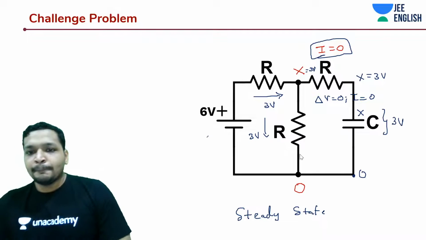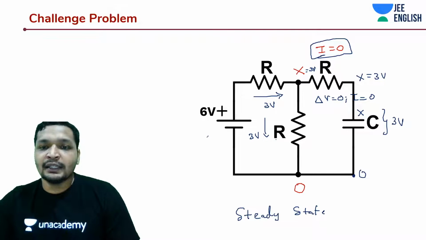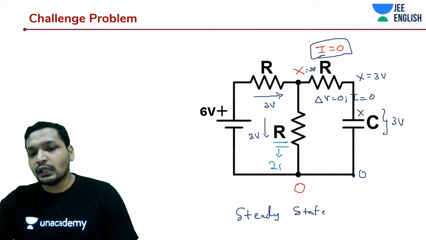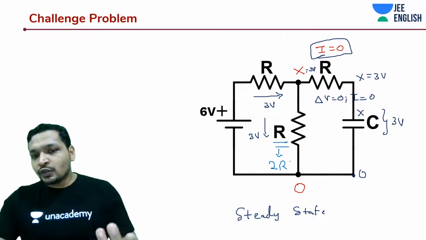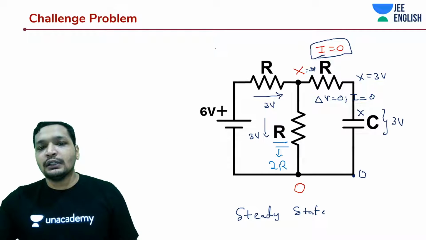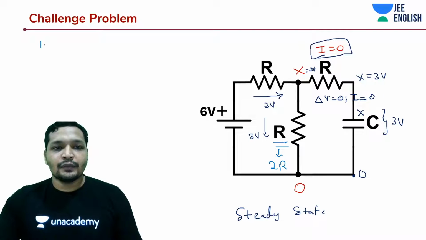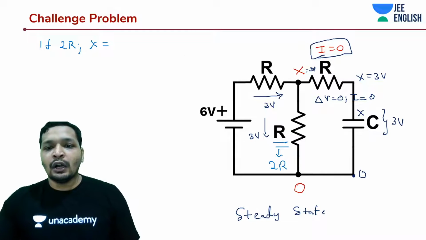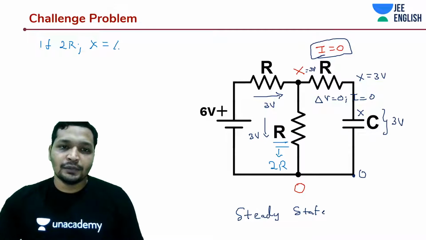Students, this we have discussed earlier. Complete it if you haven't completed it. So if it was 2R, this R and R in series, the potential drop would be in the ratio of the resistances, and in that case, what is the value of X? If 2R, the value of X is going to be, so here you would have 2 volts dropping across it and 4 volts dropping across it.